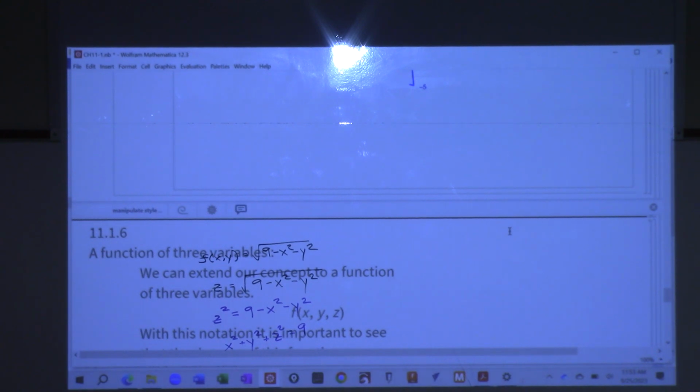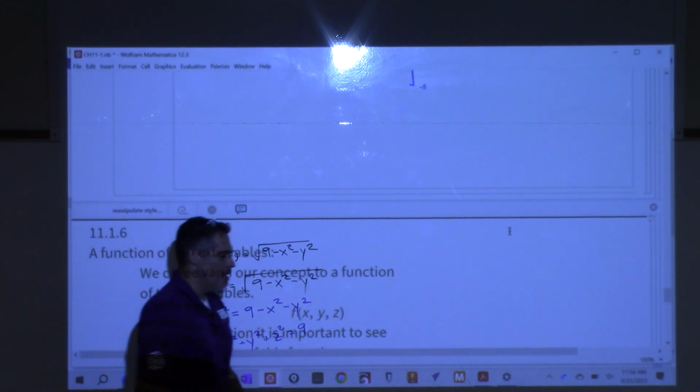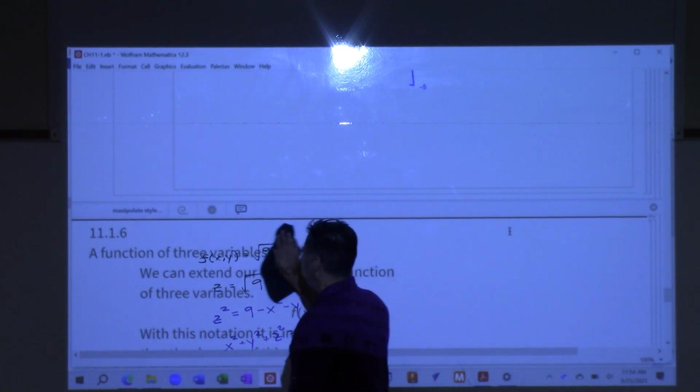In some other dimension that's not here, right? So we won't be able to see this. But the idea is still the same, isn't it? The concept is still the same. We can have 3 inputs and 1 output.